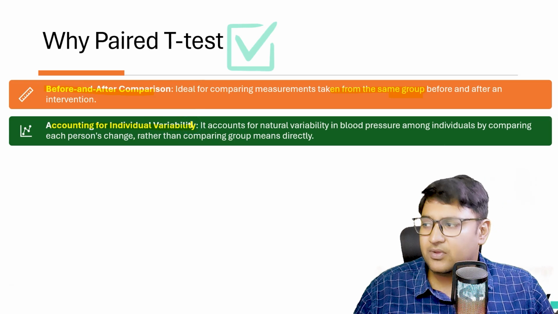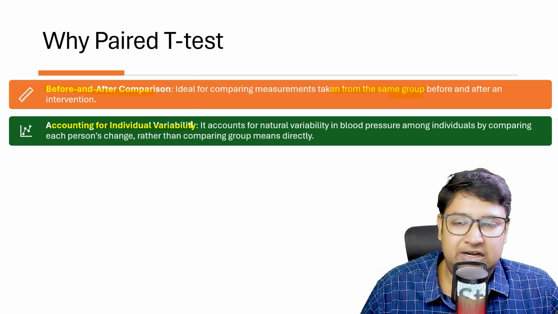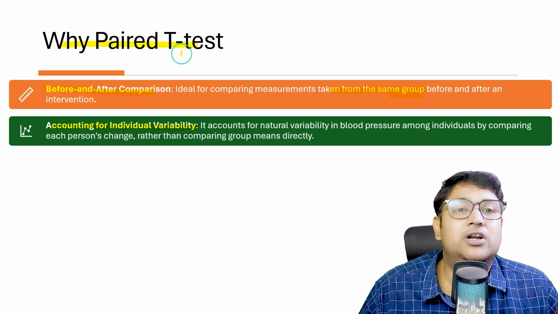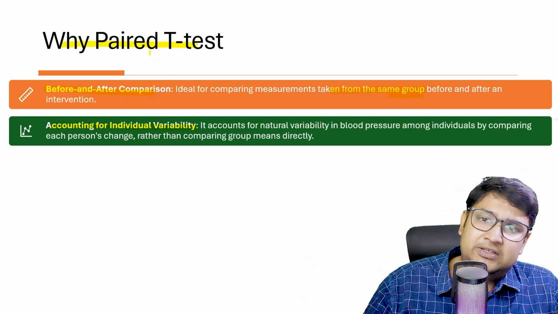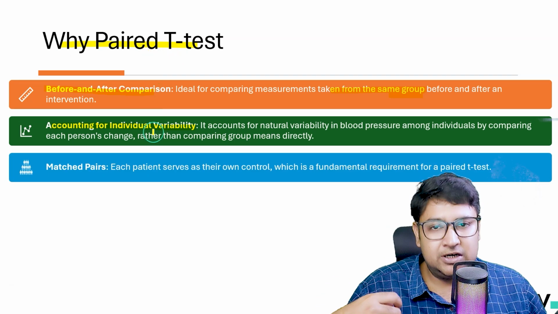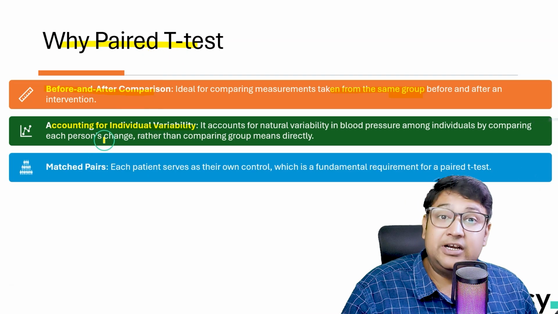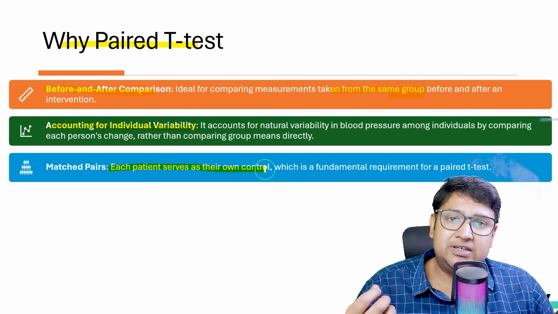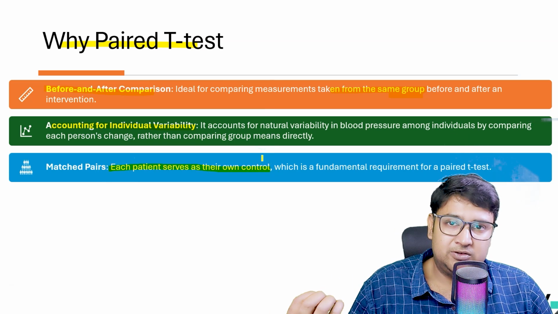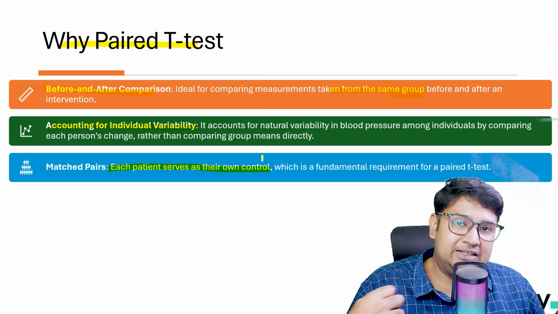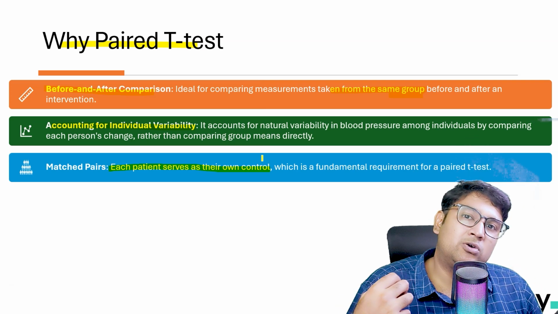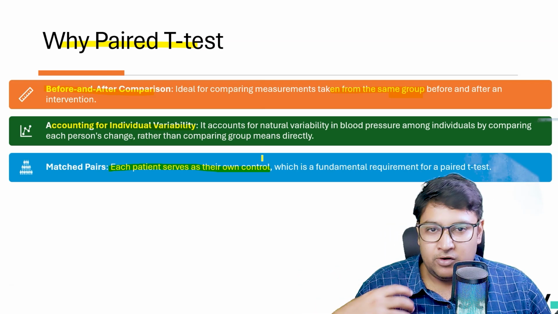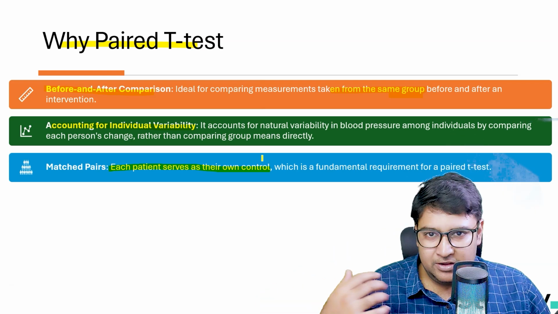Matched pairs, this is what the t-test is meant for, because each patient serves as their own control. Generally, when we perform a clinical trial, there is a control group and a treatment group. But here we can see that the same patients are being tested before and after. So the same patients act as the control group, and the same patients act as the treatment group. If you want to learn about the control group and treatment group, I'll make a separate video on that.